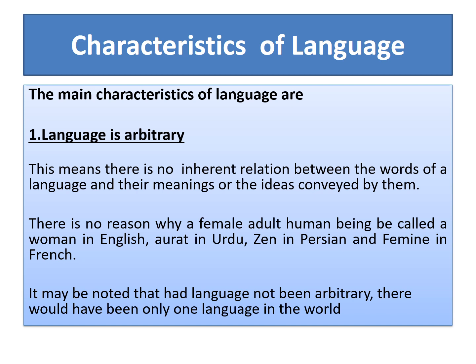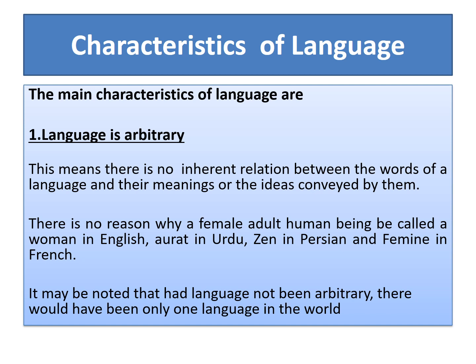We have chosen that code to represent that thing, and there is no reason again why a female adult human being, we called a woman in English, we call her aurat in Urdu, zan in Persian, and femme in French. So they are all, again we can see different combination of sounds, but they all refer to the same thing, that is a woman.